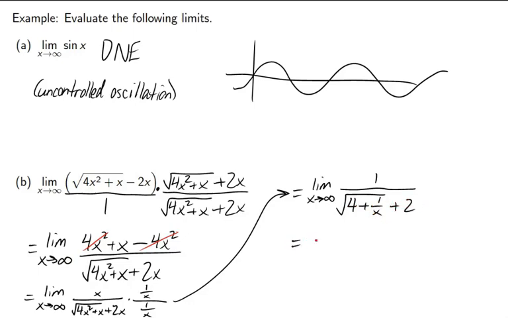So now we can apply the rules. This is a bit of a long problem. We get 1 over square root of 4 plus 0 plus 2, which is 1/4. Bit of a complicated limit, but as you can see, our algebra techniques are sufficient to solve it with what we already have.